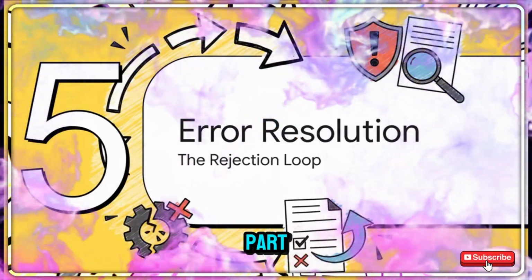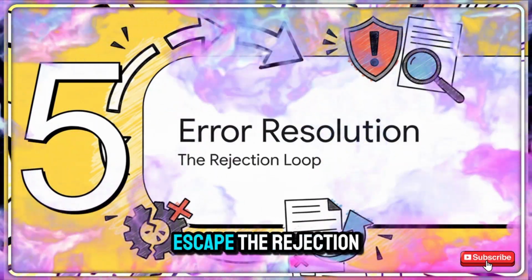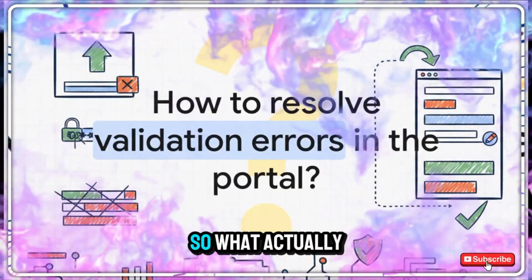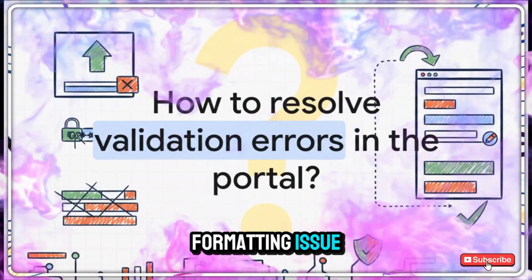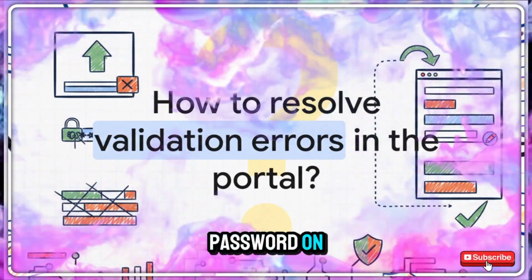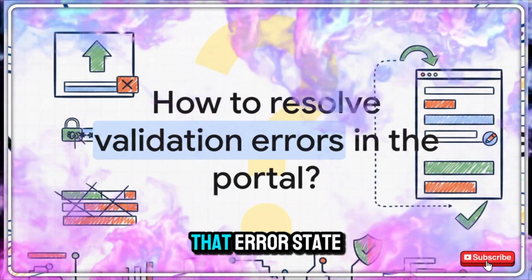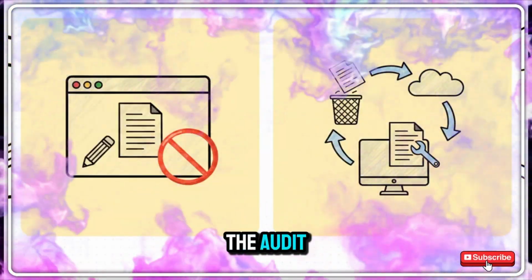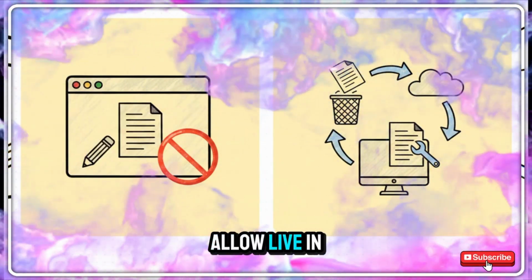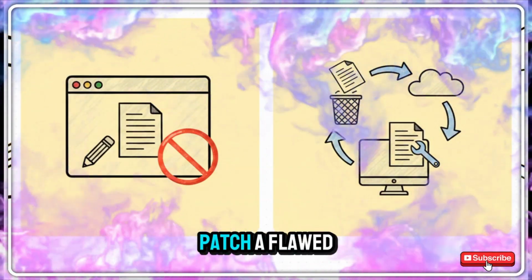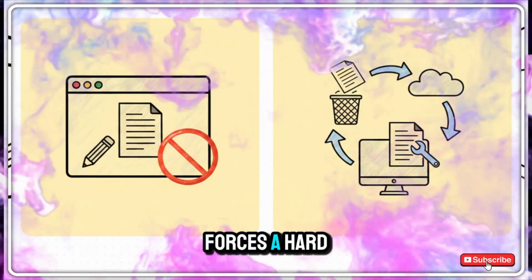Which brings us to our final part, Section 5, the Error Resolution Protocol, or how to escape the rejection loop. So, what actually happens when the automated system halts your upload due to a formatting issue? Like, say you accidentally left a password on or used a weird character in the file name. What's the required protocol to bypass that error state? Well, according to the audit, a major insight here is that the system architecture absolutely does not allow live in-place editing. You can't just patch a flawed document while you're in the digital workspace. Instead, the system forces a hard reset.